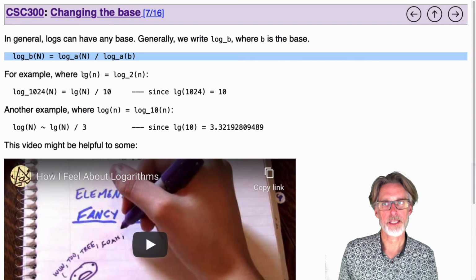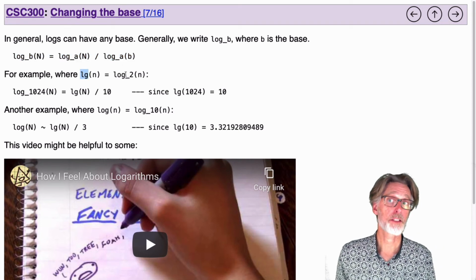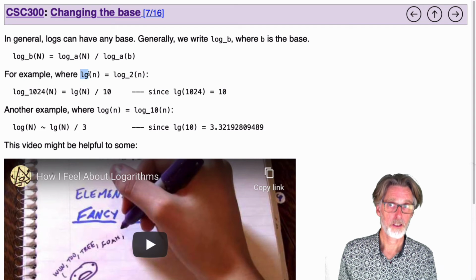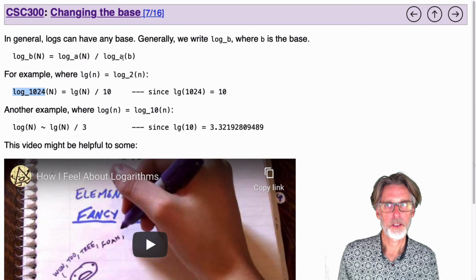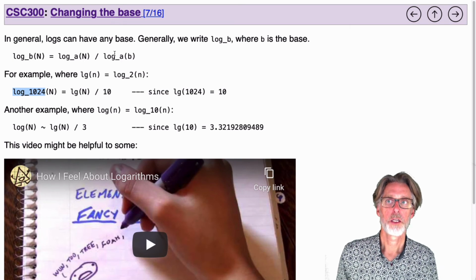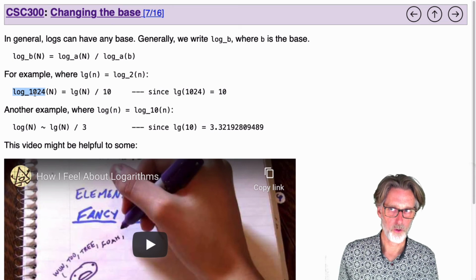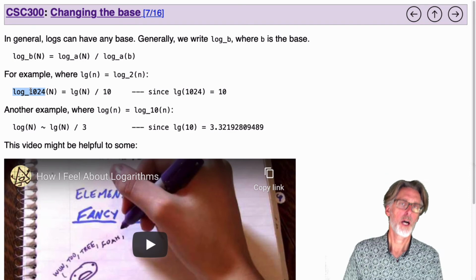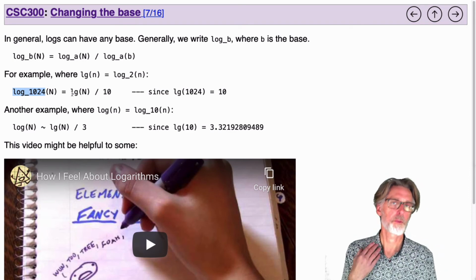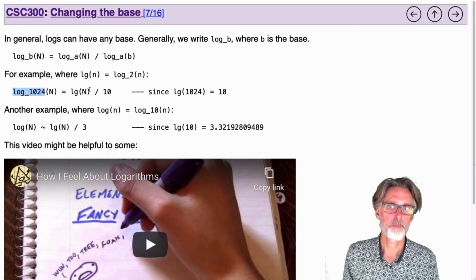And let me just show you by example. Suppose we have log base 2, which I can write simply as lg, so the log base 2 of n, and I want to know how that relates to the log base 1000, more or less. And you can see by this formula, what I'm going to do is take the log base 2 and divide it by the log base 2 of 1024. So since the log base 2 of 1024 is 10, I just divide by 10. So the log base 1000 is not that different from the log base 2. They're related by a factor of 10.